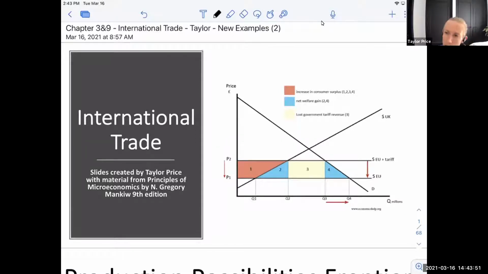So we're going to basically be talking about international trade, and a good way to think about international trade is to remember back to consumer and producer surplus, because the idea of surplus is really, really important when you're thinking about trade and who benefits from trade.